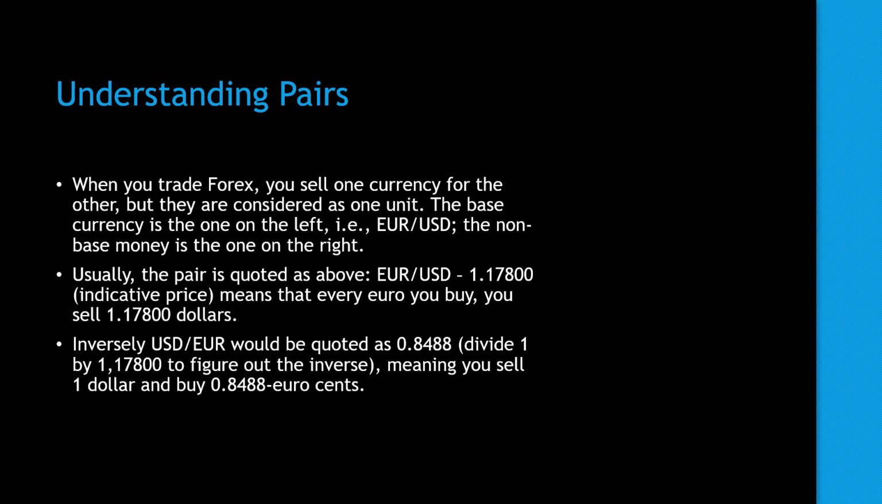So usually the pair is quoted as above, the euro dollar at 1.178, which means for every euro you buy, you sell $1.17. Inversely, you have the US dollar euro, which is quoted as 0.848. You would divide 1 by the original amount to figure that out. It's just the inverse. And this means you sell $1 to buy 0.8488 euros.